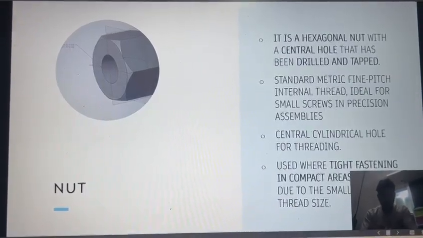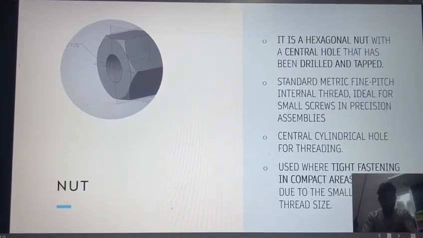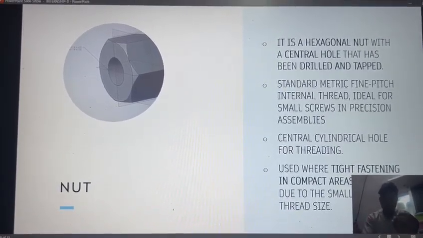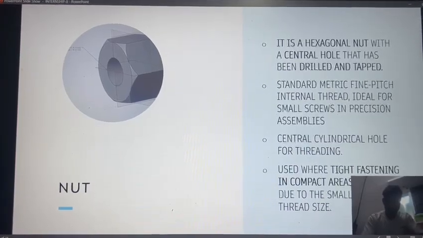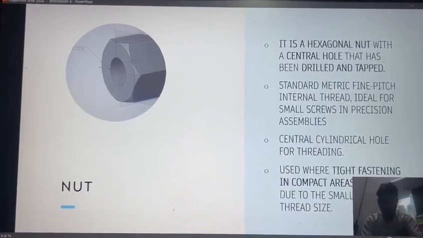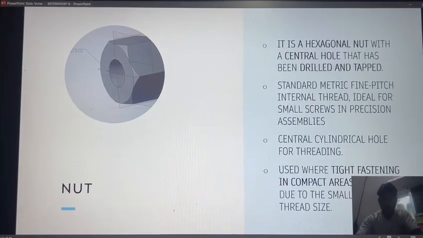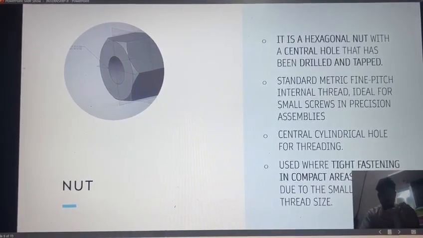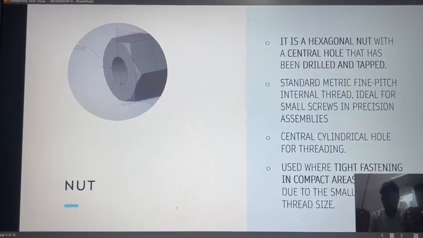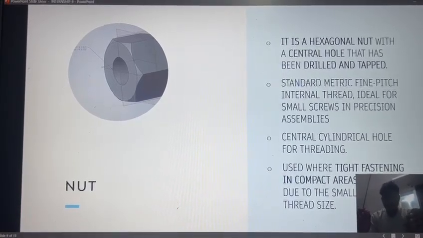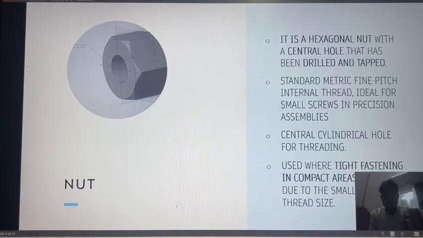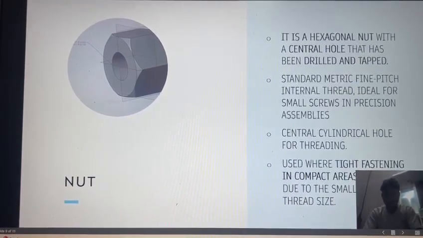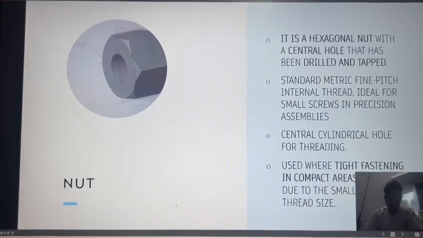The next part is the nuts. It is little and small. You can't see it, but mechanically they are tiny small parts. It is a hexagonal nut with a center hole. The center hole has been drilled and tapped. Standard metric pitch is used for the internal thread, ideal for small screws in precision assemblies. It has a central cylindrical hole for threading. It is used for tight fastening in compact areas due to its small threaded size.